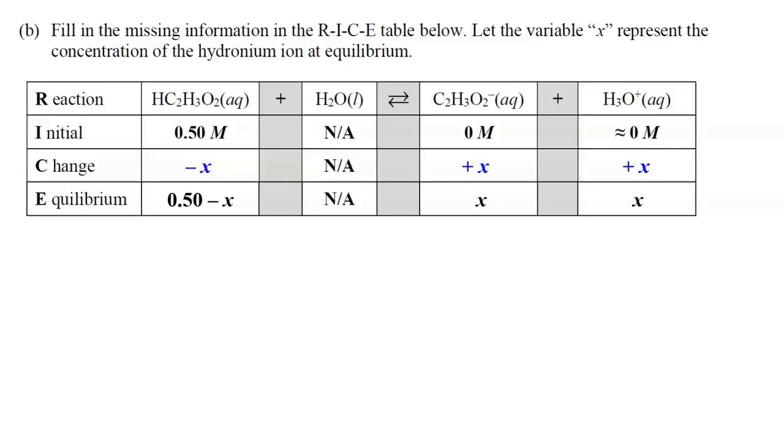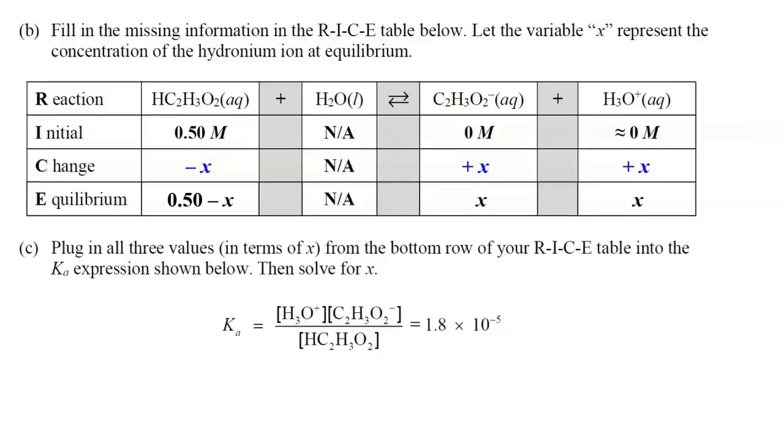Okay, now we have filled in the rice table. Part C says to plug in all three of these values in terms of x. So 0.50 minus x, and then x and x. Plug in these values from the bottom row of your rice table into the Ka expression shown below. So here we have the Ka expression for acetic acid. Concentration of the hydronium ion, x. Concentration of the acetate ion, x. And then divided by the concentration of acetic acid, which is 0.50 minus x. Now we have to solve for x.